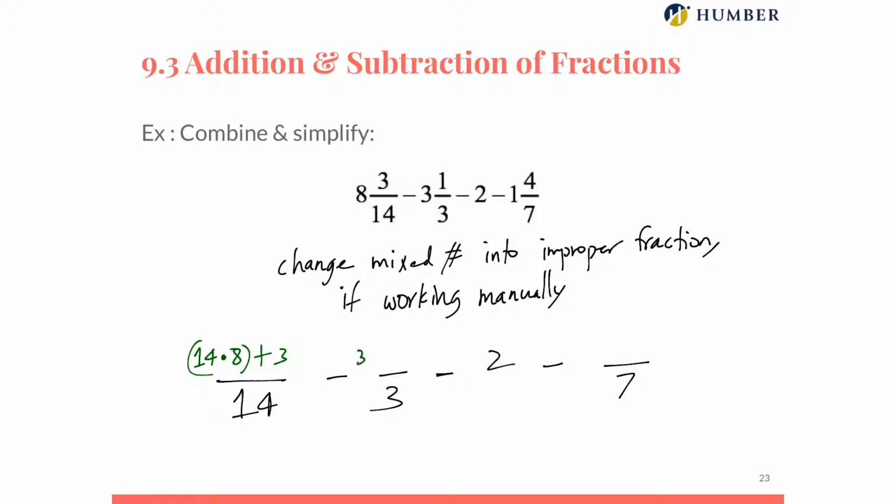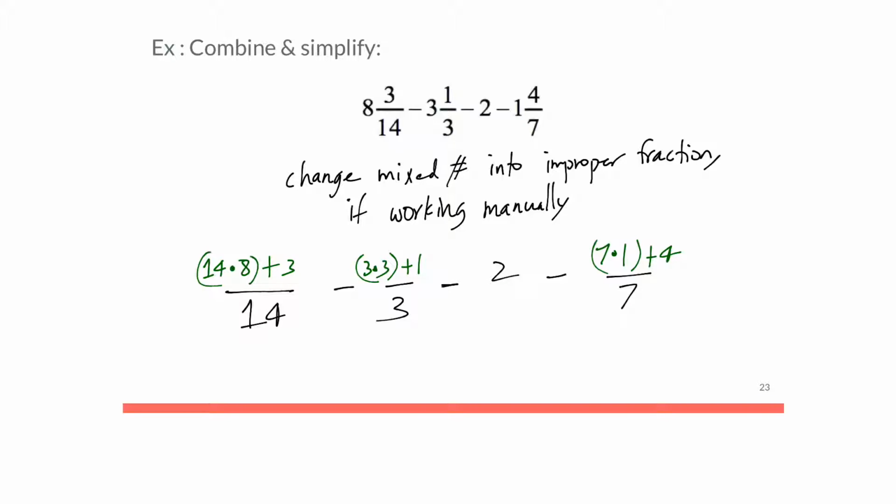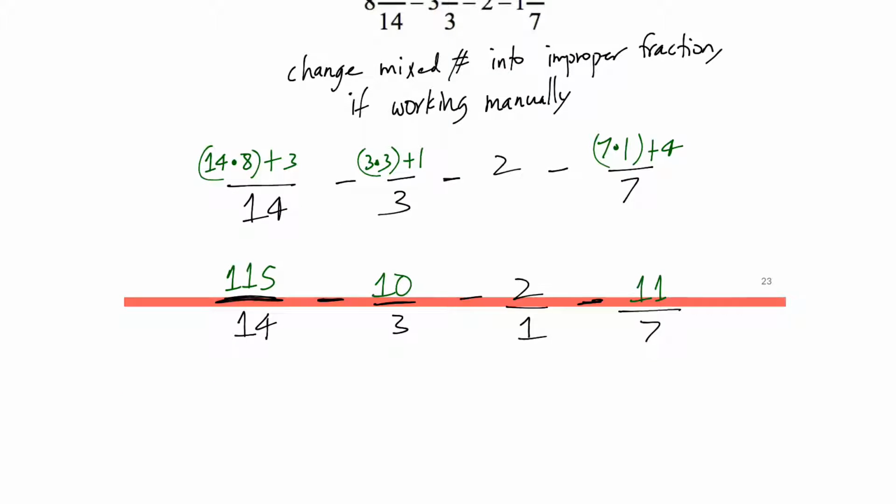And over here we have 3 times 3 plus 1. We have 7 times 1 plus 4. And just to write this part out, 115 you said over 14 minus 10 over 3 minus 2, which you could say is over 1, and minus 11 over 7. And from here, just evaluate on your own further.